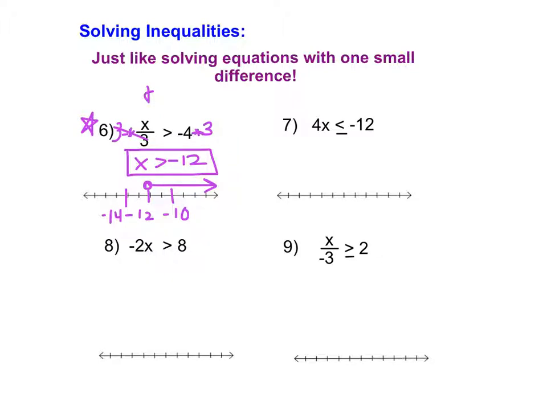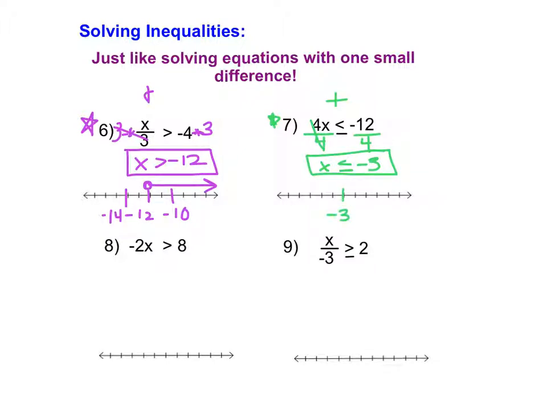Now if we take a look at number 7 here, I notice that I have 4x is less than or equal to negative 12. We're going to start by getting the x alone by undoing the multiplication and dividing both sides by 4. Since we're dividing both sides by a positive number, we do not flip the sign. So we leave it here as is. So we get x is less than or equal to negative 3.